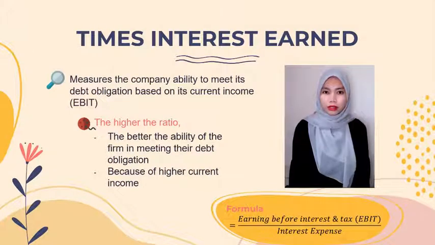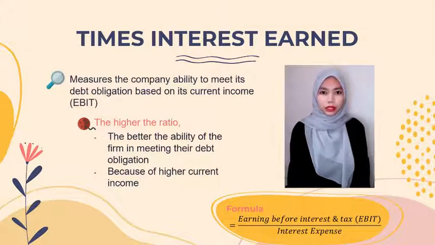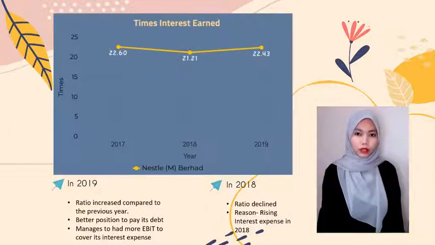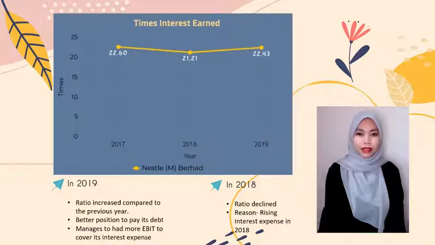Times interest earned measures the company's ability to meet its debt obligation based on its current income. As for Nestle Malaysia Berhad, in the year 2019, the company's times interest earned significantly increased, which is 22.43 times as compared to 21 times in 2018. This indicates that the company is in a better position to pay its debt as it is an improvement from the previous year.